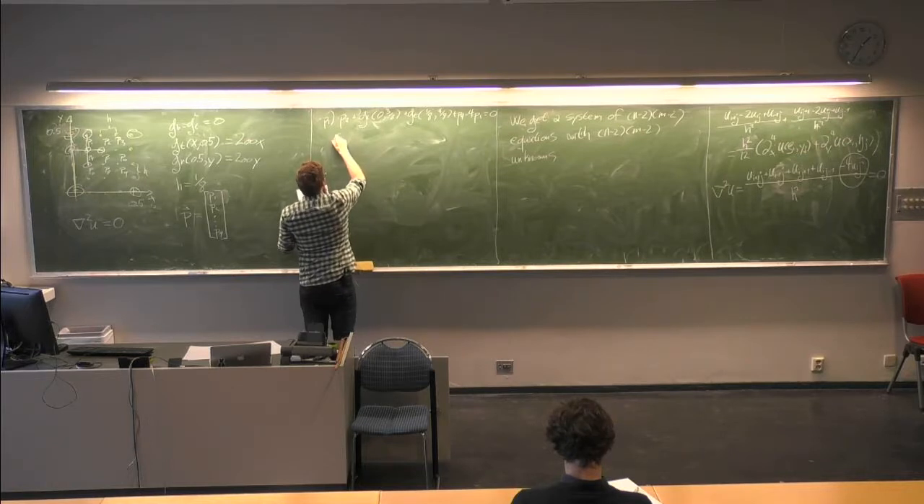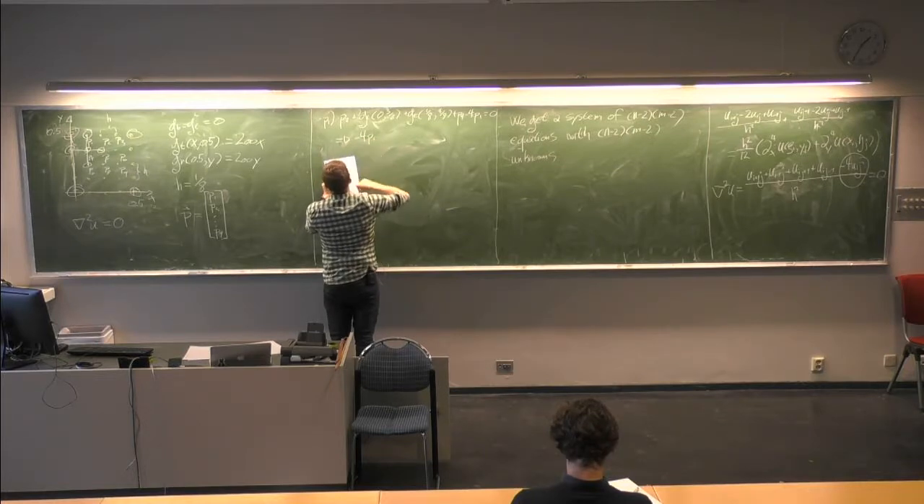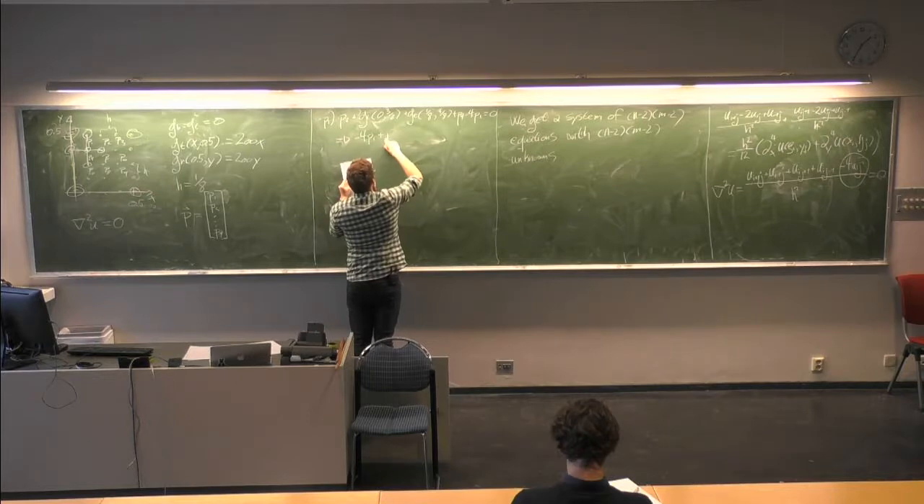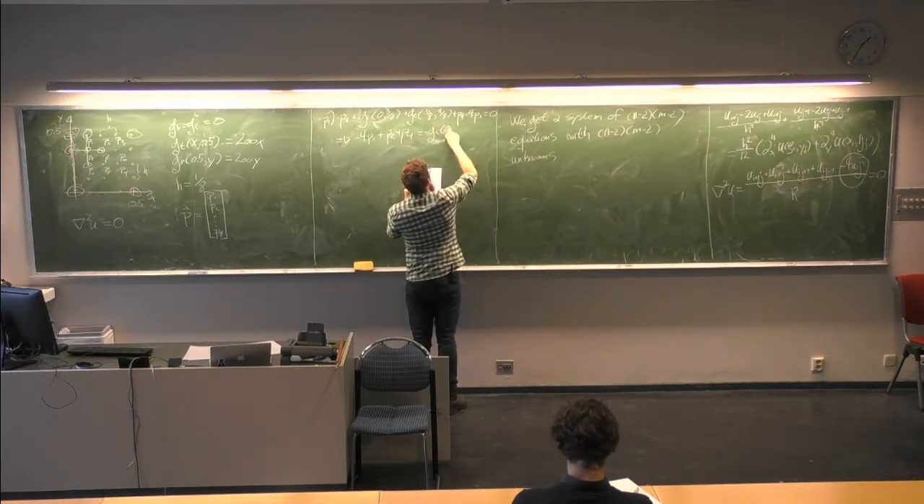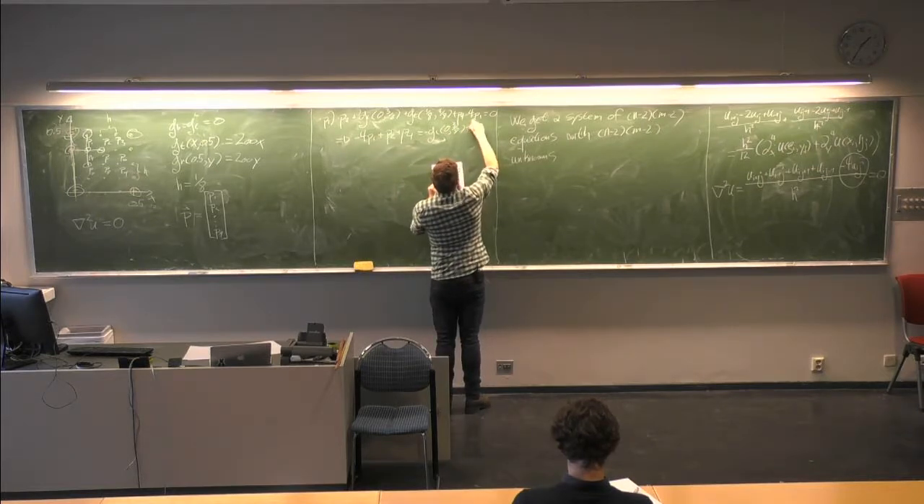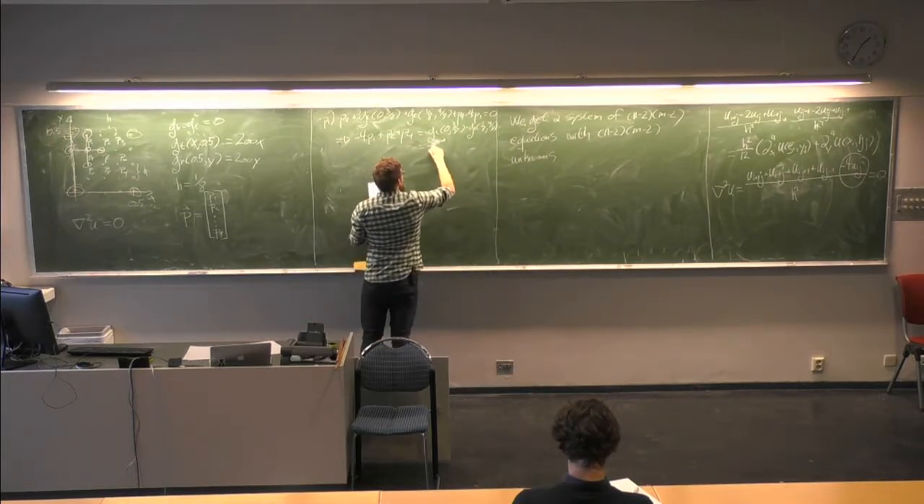But let's rewrite this slightly: minus 4 P1 plus P2 plus P4, plus the known values, GL of 0, 3.8 and GT of 1, 4, equals 5.